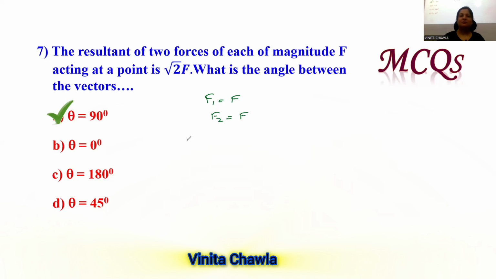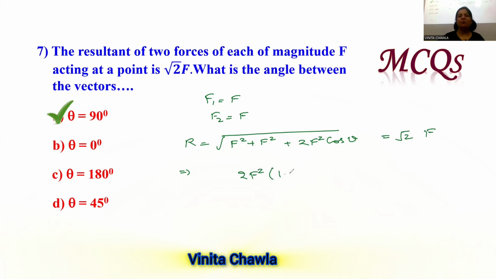The resultant, r is equal to square root of f1 square plus f2 square plus 2 f1 f2 cos theta, right? For f1 and f2 we are writing f square plus f square plus 2f square cos theta, and this is equal to root 2f. Because resultant is root 2f, so it's 2f square, in the bracket we will write 1 plus cos theta, under square root, is equal to root 2f.